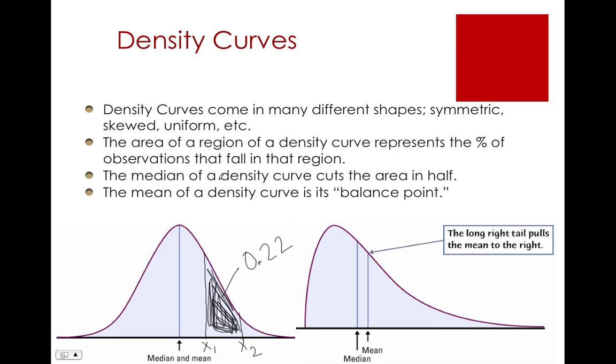The median of a density curve is the x value which cuts the area in half. So we can see on this skewed right curve, the median is right here, which means the area to the left of it is 0.5 and the area to the right of it is 0.5. And we say the mean of a density curve is its balance point. In this skewed right curve, you can see that the mean is bigger than the median. It's larger than the median, and that's because of that right skewness.